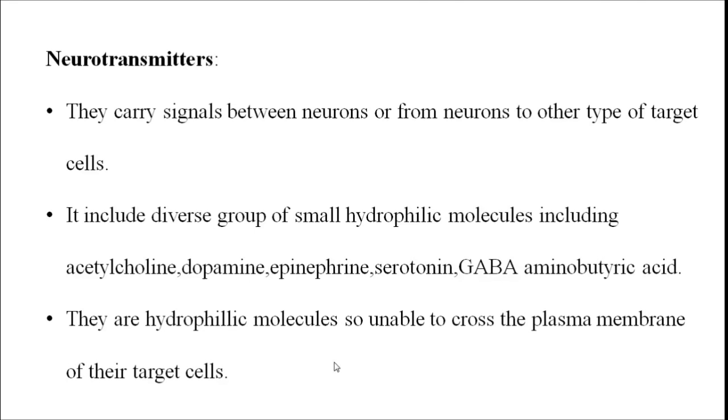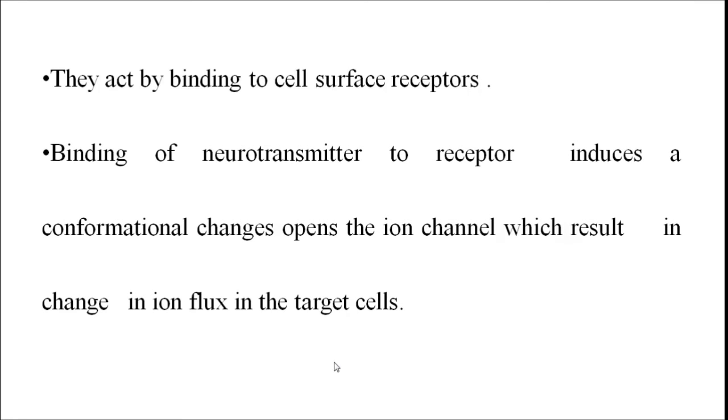Now these neurotransmitters, as they are hydrophilic in nature, are unable to cross the plasma membrane of their target cells, and therefore they act by binding to cell surface receptors. So in this case, cell to cell interaction will be there. When these neurotransmitters bind to the receptor, they induce conformational changes within that cell. That is, they open the ion channel and it results in a change in ion flux of the target cell.